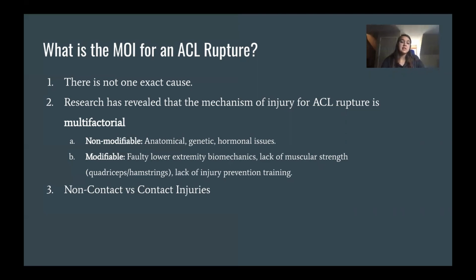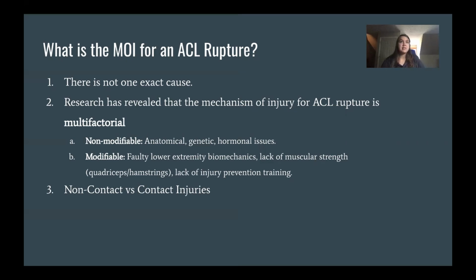So we have faulty lower extremity biomechanics, which I will talk about a lot later on. We have a lack of muscular strength in the quadriceps and hamstrings. And then we have a lack of injury prevention training, which is just maybe a strength and conditioning coach or a head coach not placing a lot of emphasis on proper form or bracing the lower extremity and spine, something like that. So as talked about in the introduction, we have non-contact versus contact injuries.